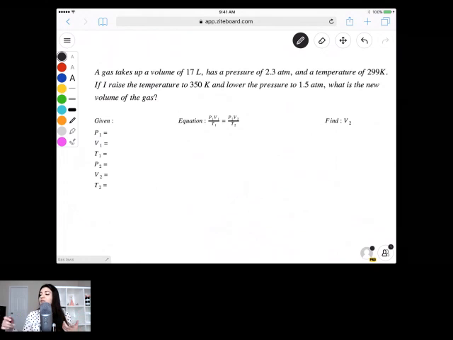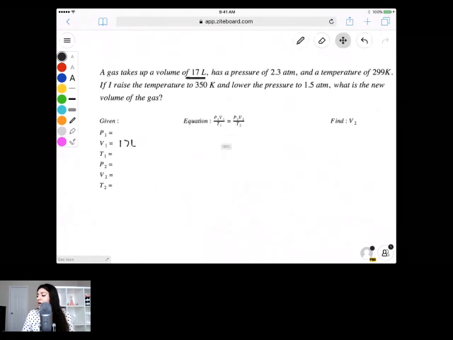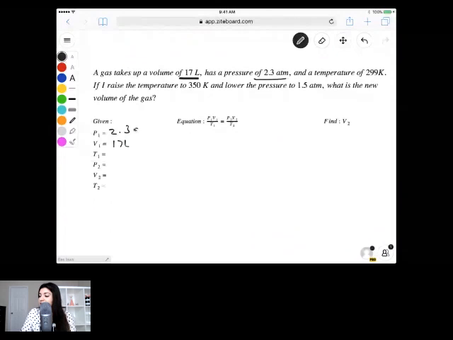So we'll see in the very first sentence, it gives us our initial values. So it gives us our initial volume, so 17. So our initial volume is 17 liters. And then it also gives us our initial pressure, that 2.3 atmospheres, and our initial temperature, which is 299 Kelvin.